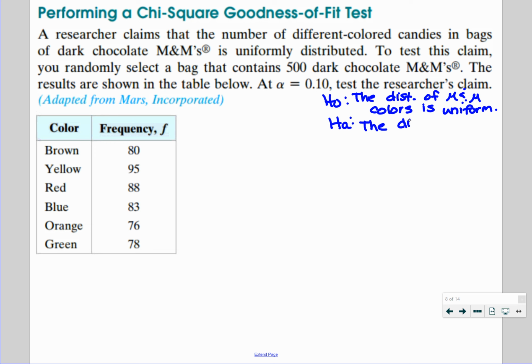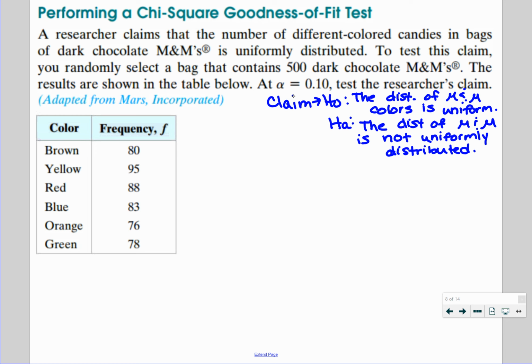The distribution of M&Ms is not uniformly distributed. Okay. And then our claim is the null here. They're claiming that it is uniformly distributed.